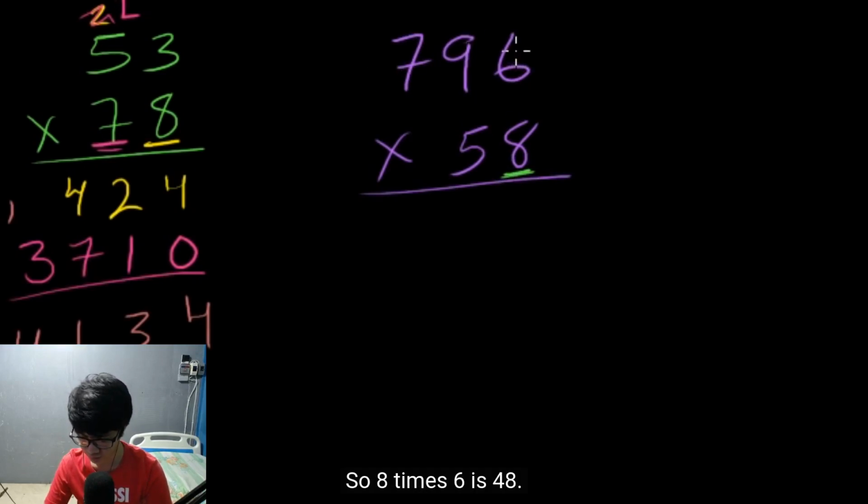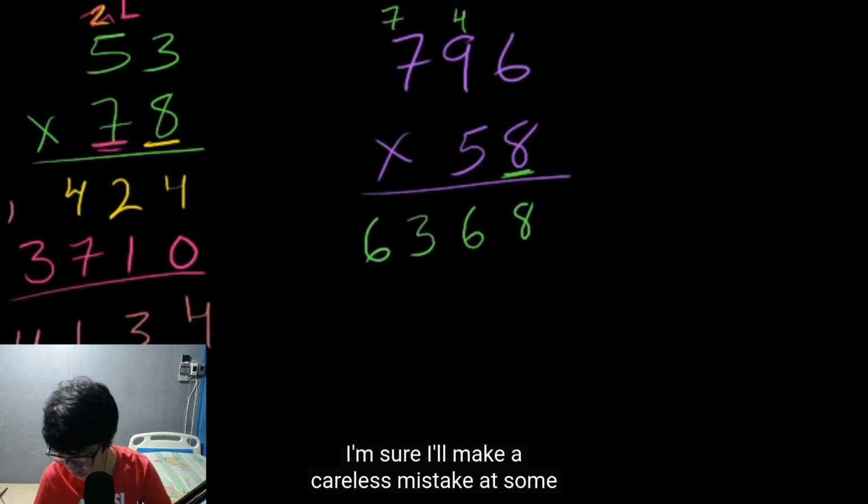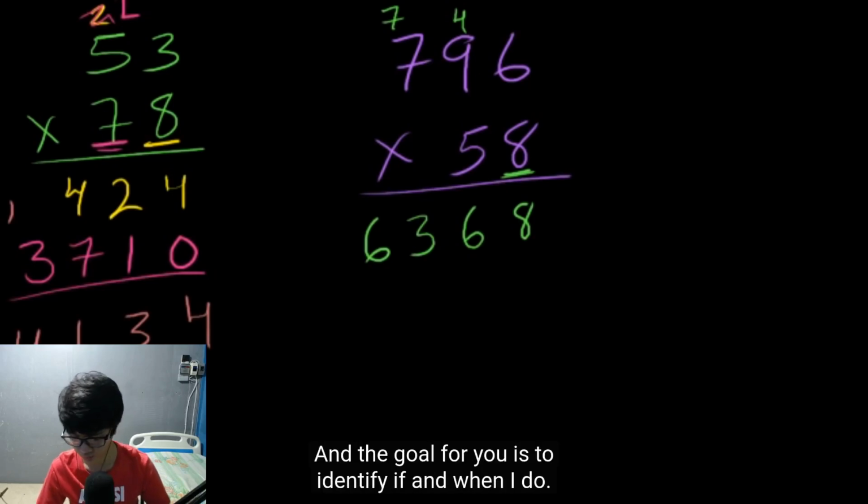So 8 times 6 is 48. Put the 4 up there. 8 times 9 is 72, plus 4 is 76. And then 8 times 7 is 56, plus 7 is 63. 6,368. That's what I got. I'm sure I'll make a careless mistake at some point in this video, and the goal for you is to identify if and when I do.